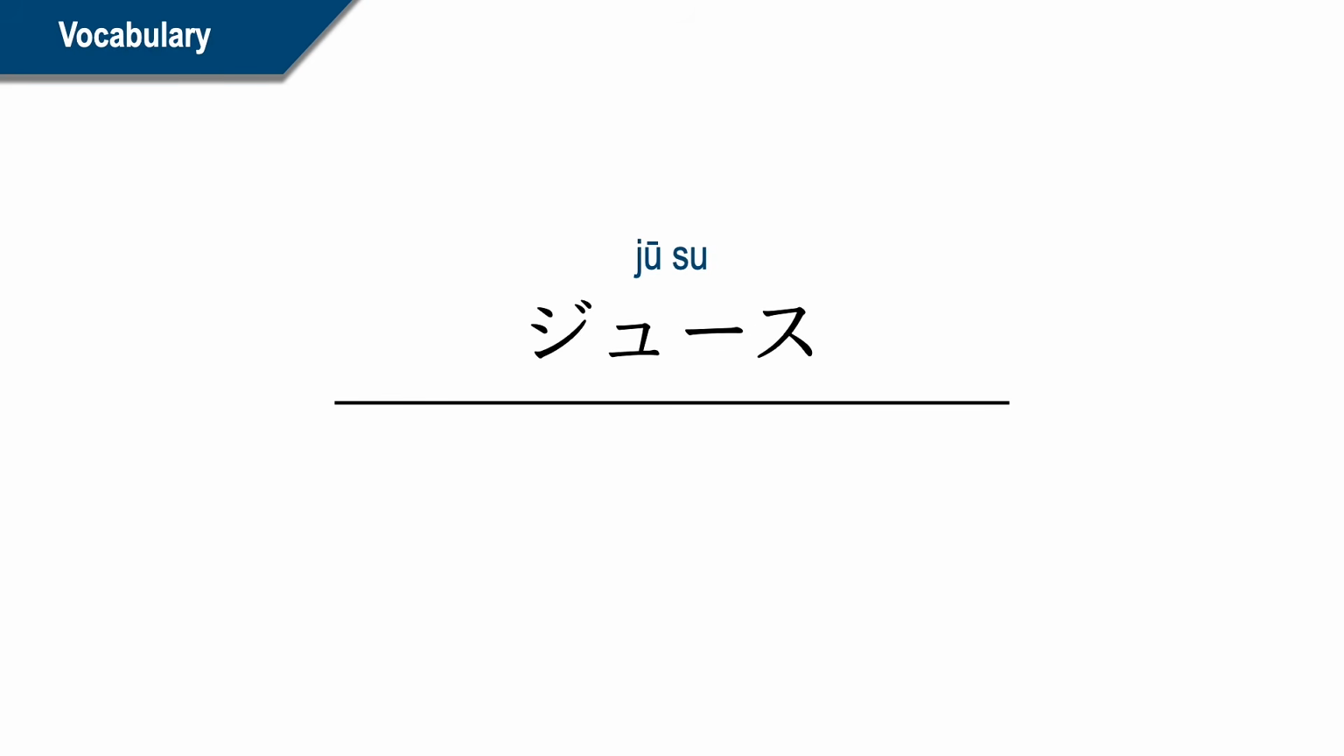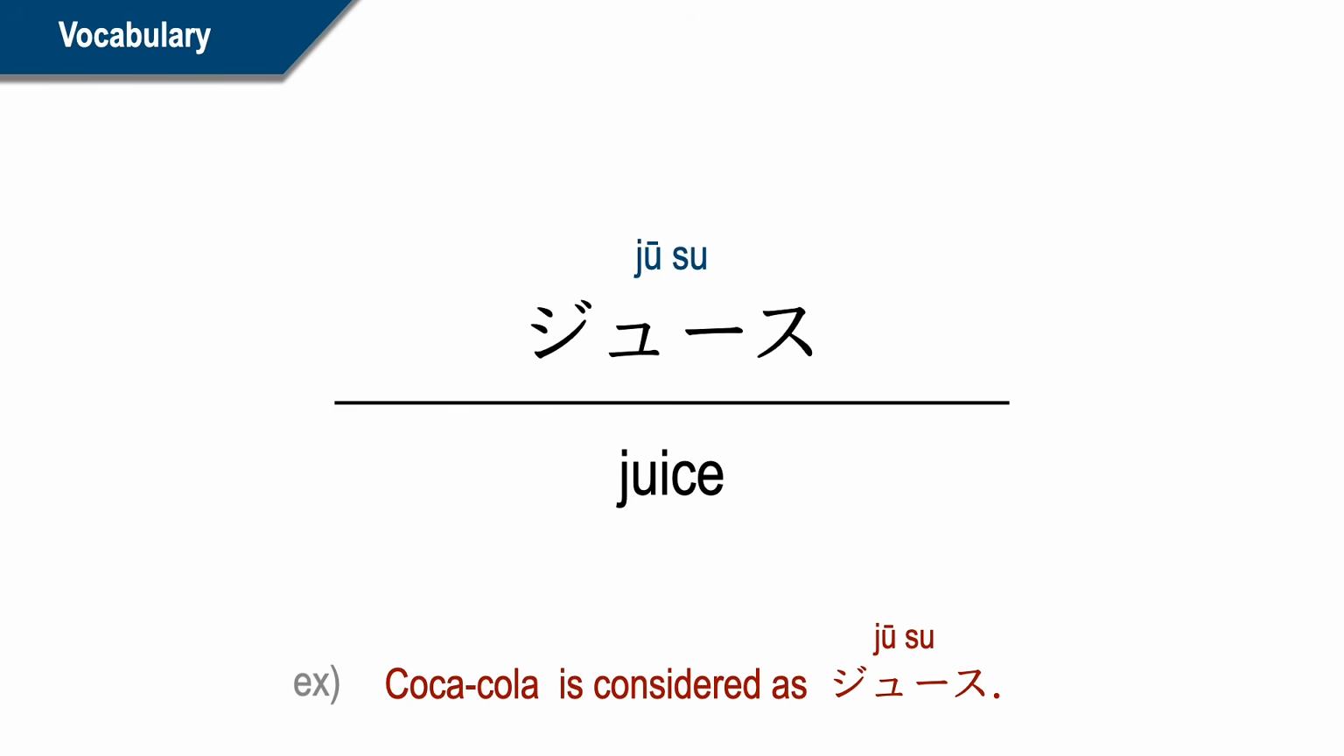ジュース, juice. However, juice refers to not just juice in Japanese. For example, many Japanese people consider Coca-Cola as juice. In Japanese, any sweet soft drink, usually with a fruity flavor, whether artificial or not, is commonly called juice.